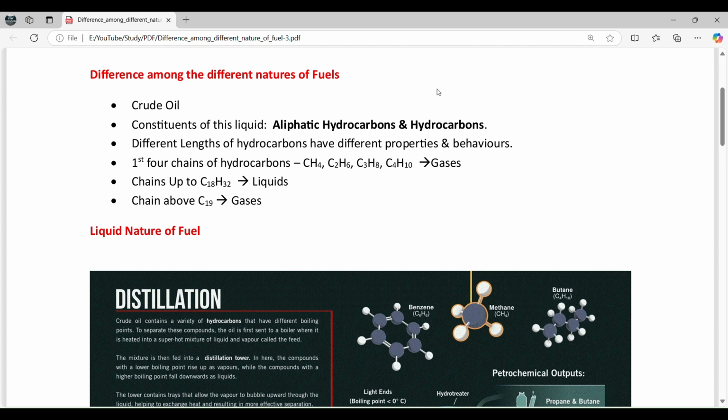The first four chains of hydrocarbons are CH4, which is methane, C2H6, ethane, C3H8, propane, and C4H10, butane. All these four are gases, and the chains up to C18H32 are liquids, as well as the chains above C19 are solids at room temperature.